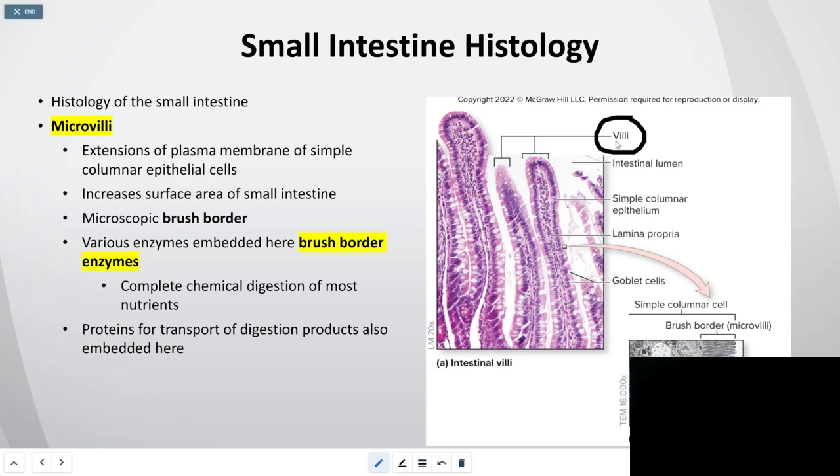On top of the villi, we have another set called the microvilli. Okay, so it's a villi on a villi. So it's a hair on a hair. And the brush border is what contains those enzymes.